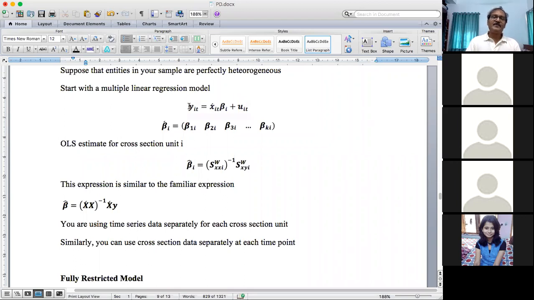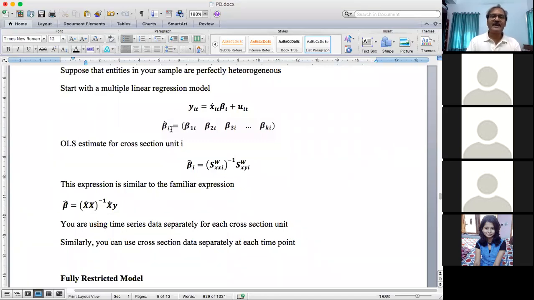So if we specify our model in this way, beta is a vector of regression coefficients. If in your model you have k number of regressors, you have to estimate k regression coefficients: beta 1, beta 2, beta 3, beta k. These k regression coefficients are different for different cross-section units. That's why we keep the suffix i everywhere. So beta prime i indicates the regression coefficient for cross-section unit i.